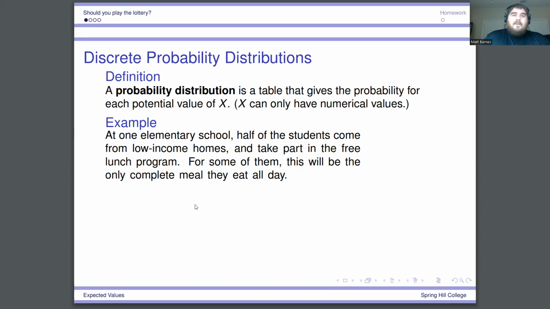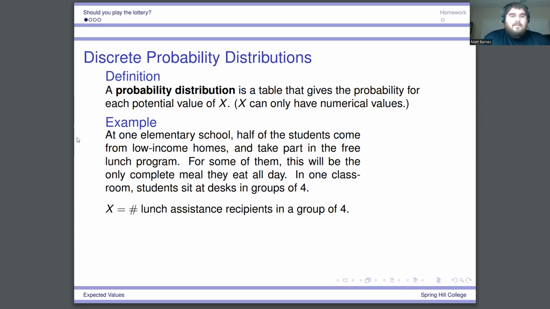An example of that, to make this a little more concrete: let's say that in elementary school, half of the students come from low-income homes and take part in our free lunch program. So we have students sitting at desks of 4, and we could say, if we go up to a random table of students, how many of them would we expect to be on free lunch? How many would we expect to take part in this program?